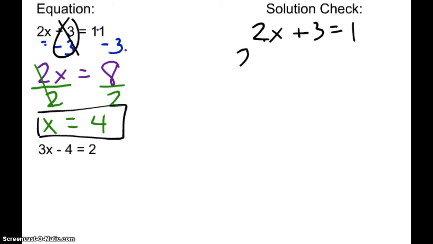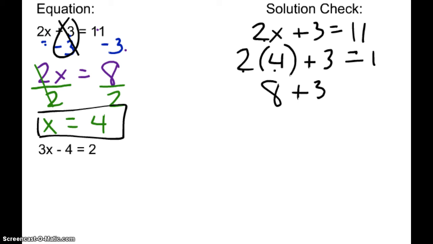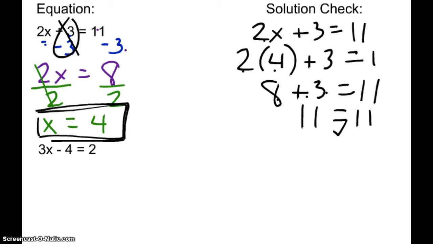So we rewrite the equation, 2x plus 3 equals 11, and then we substitute in 4 for our x's. So 2x means 2 times x, so 2 times 4 plus 3 equals 11. So 2 times 4 is 8, plus 3 is 11. 8 plus 3 is 11, and 11 has the same weight as 11. So yes, for sure, our solution of x equals 4 is correct.